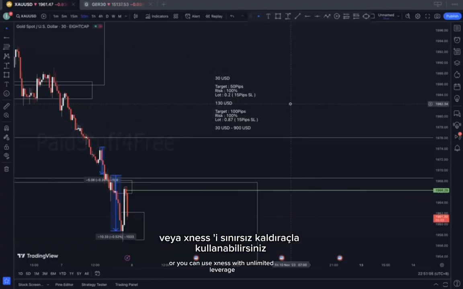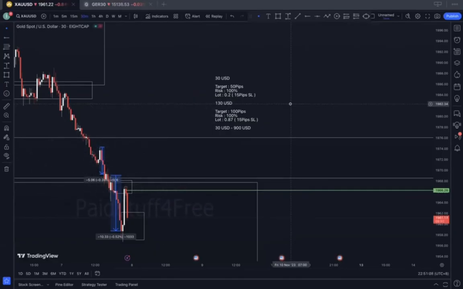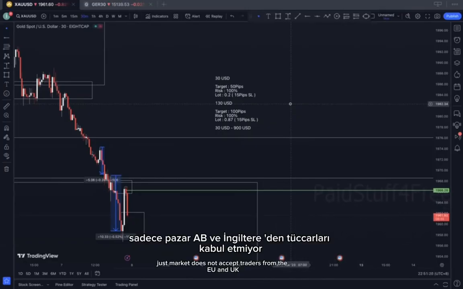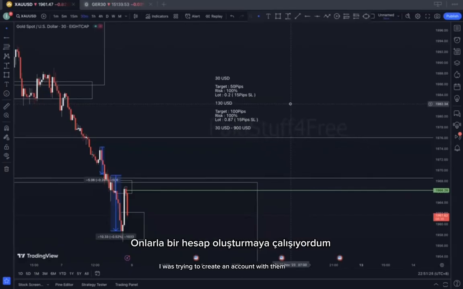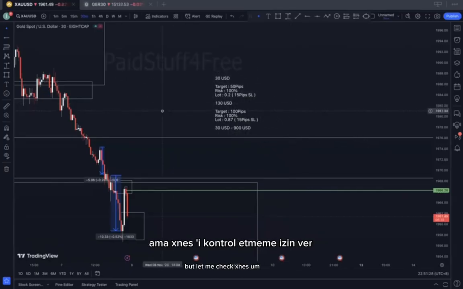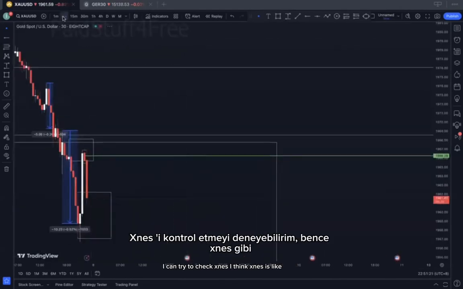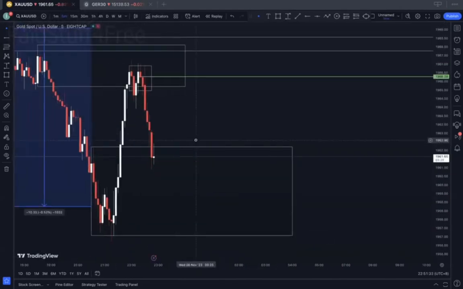Or you can use Exness with unlimited leverage. Oh, Exness is in the UK? Oh, really? In the UK? No, sorry. Actually, they're saying that Just Market does not accept traders from the EU and UK. Yeah, because I remember I was trying to create an account with them. I see. Let me check Exness. I think Exness has 1 to unlimited leverage.